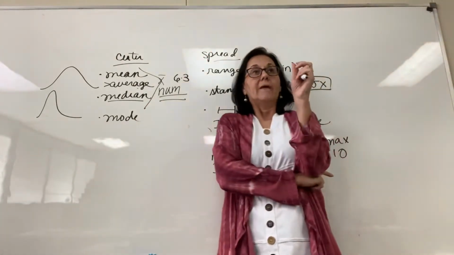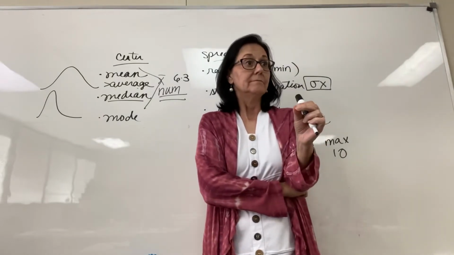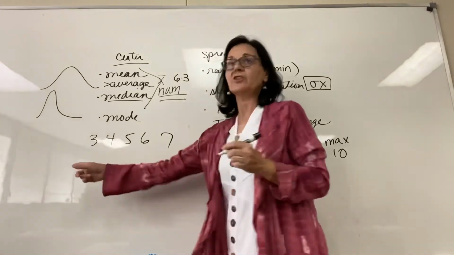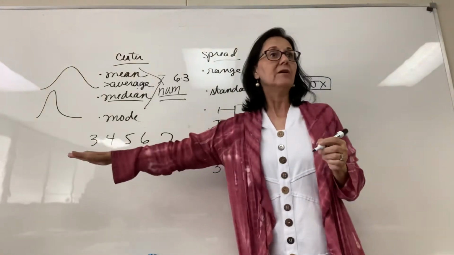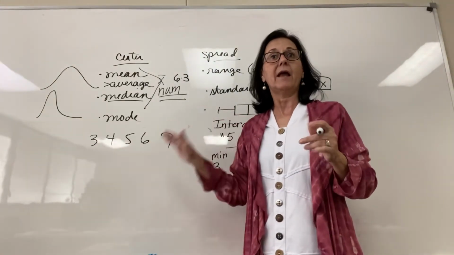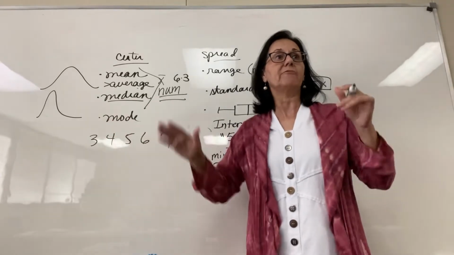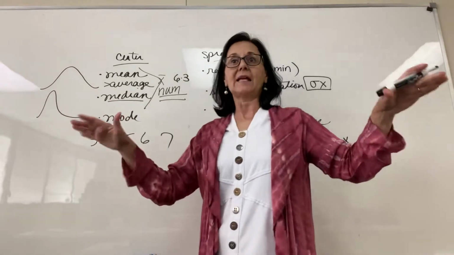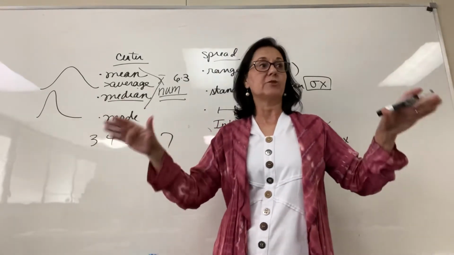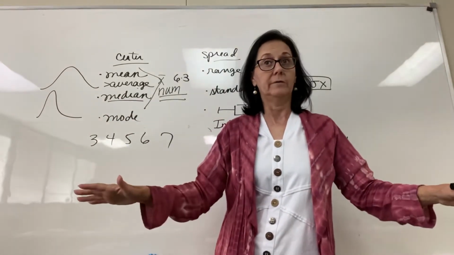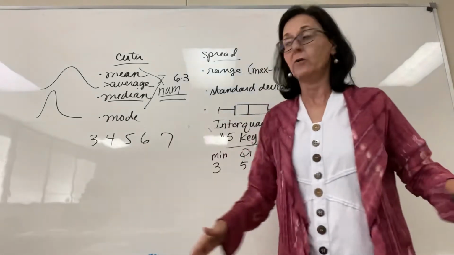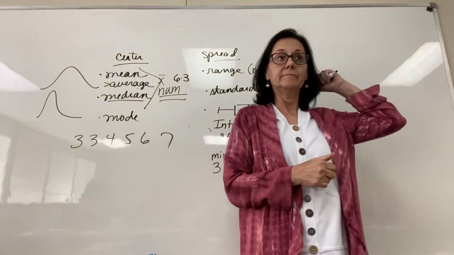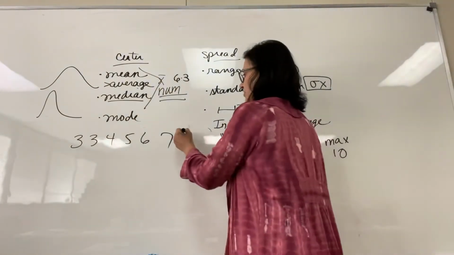Okay, so there can be no mode. So 3, 4, 5, 6, 7. There's no mode. Every number has the same number of values. It could have been 3, 3, 4, 4, 5, 5, 6, 6, 7, 7. Every number appears the same exact number of times. There's no mode. So you can have no mode. You can have one mode. You can have two modes.